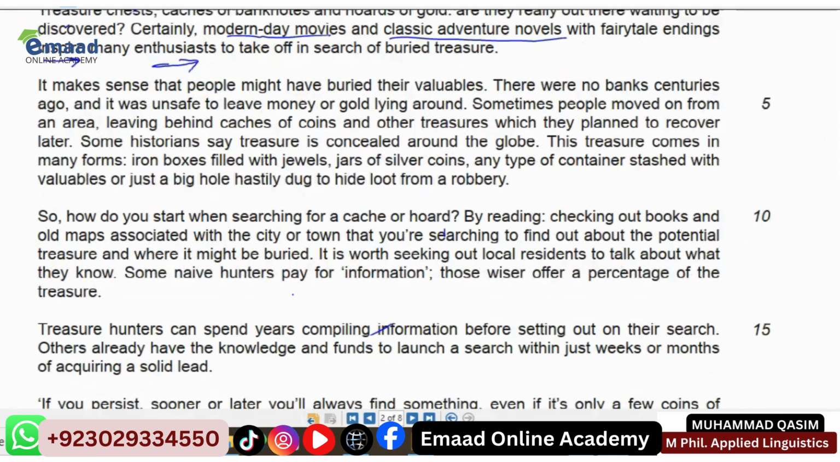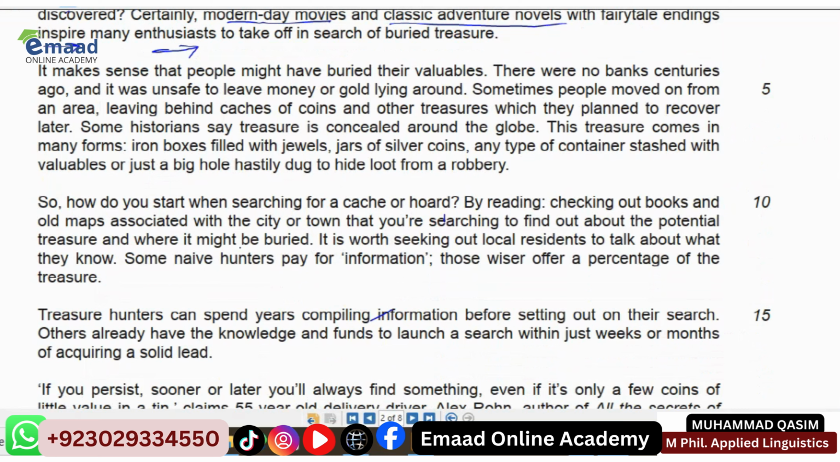you have to see all the words and phrases. Although I have already prepared answers for you, don't rely on them. Let's discuss and look at the real text and find the context. Now you see, but they planned to recover. So leaving behind caches of coins and other treasures, some people moved on from an area to other places and they leave behind their treasures with a plan that they will come back and recover it later.